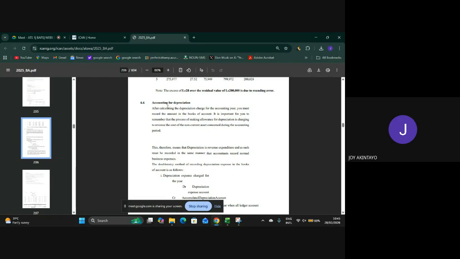Other examples on double entry, how to apply the double entry principle. That is, you debit your receiver, the receiving account, then you credit your giving account. And another principle is that a transaction will always give rise to two entries.